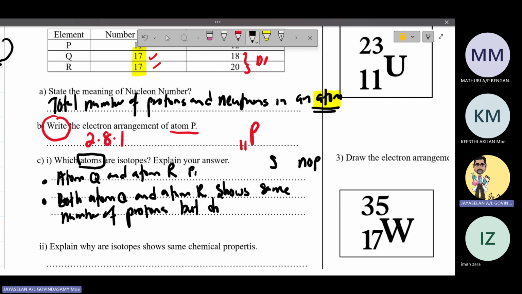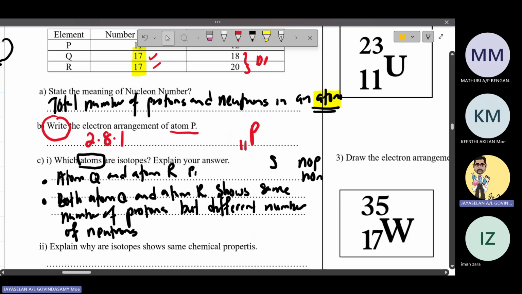But different number. You all follow like this, number of neutrons. So you guys already score 1 mark. Any question? No question. Okay, so make sure you do it. Now next question. This type of question cannot get wrong.